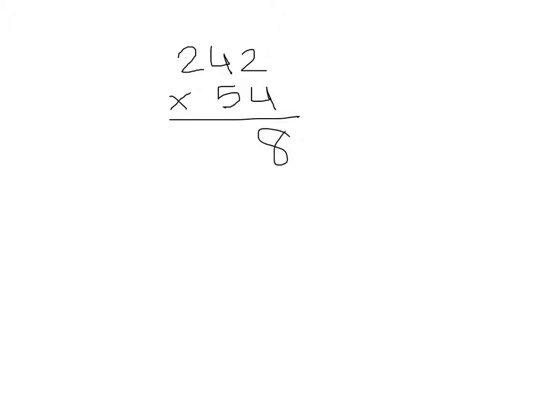Now for the 4. 4 times 4 is 16. We'll write down the 6, but we have to carry the 1. So now we do 4 times 2 again. 4 times 2 is 8, but we have to add the 1 that we carried to the 8. 8 plus 1 is 9. So we multiplied the ones place by 242.